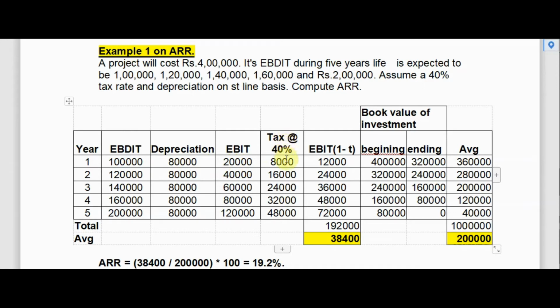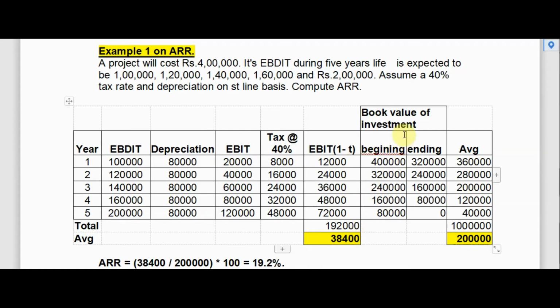If tax is calculated at 40%, then 8,000 is the tax. So earnings before interest and taxes multiplied by 1 minus T, that is after-tax EBIT, is 20,000 minus 8,000 equals 12,000. Similarly, for the next year it is 24,000, then 36,000, then 48,000, and for the fifth year it is 72,000. Total is 1,92,000. If we divide it by 5, we get 38,400. That is the average profit.